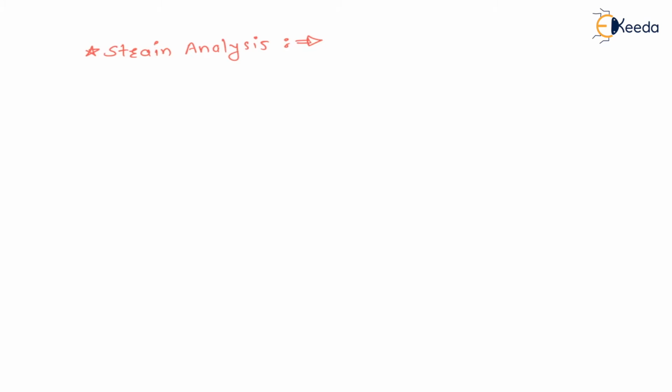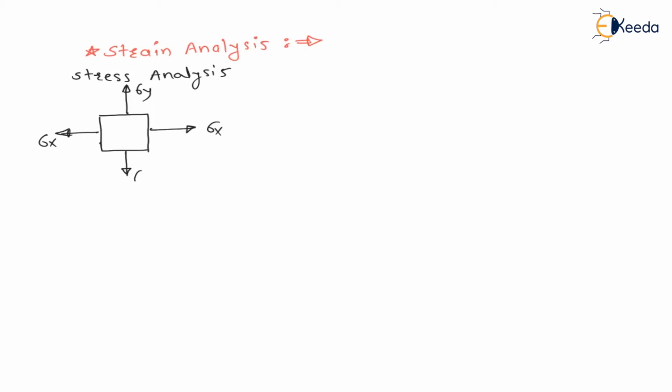Now in previous lectures we have seen stress analysis. In this stress analysis, let us consider one 2D element. On this element there is normal stress along x axis called sigma x. Again there is normal stress along y axis called sigma y, and there is also a shear stress of magnitude tau xy acting on the element, right?